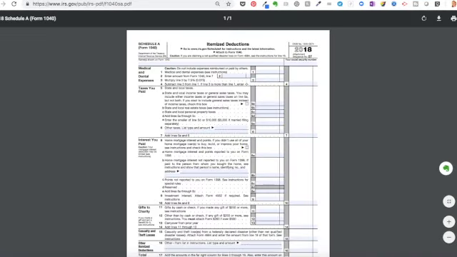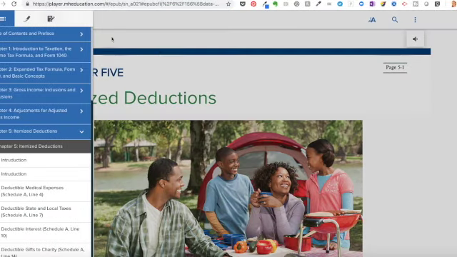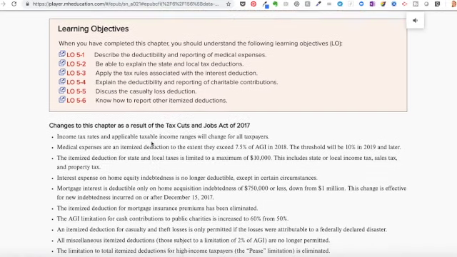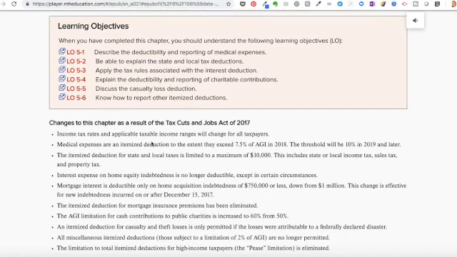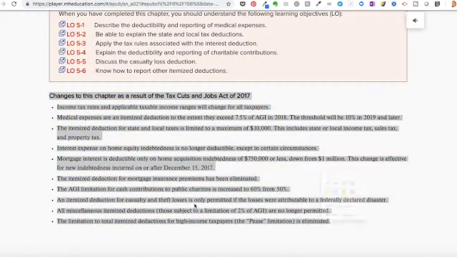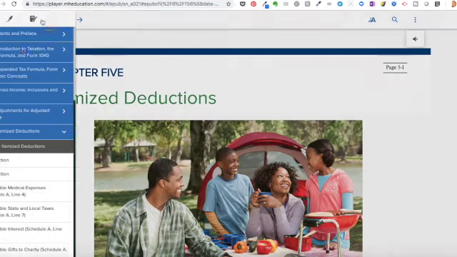So I'm going to run through these itemized deductions. I'm not going to talk about all the details. You'll read about those details in the book when you're going through chapter 5 and when you're doing the reading assignments. You'll read more about the details, but I'm going to give you an overview. Now, they do point out all of the changes because of the tax changes here at the start of the chapter. I'm going to bring those up as we cover them.